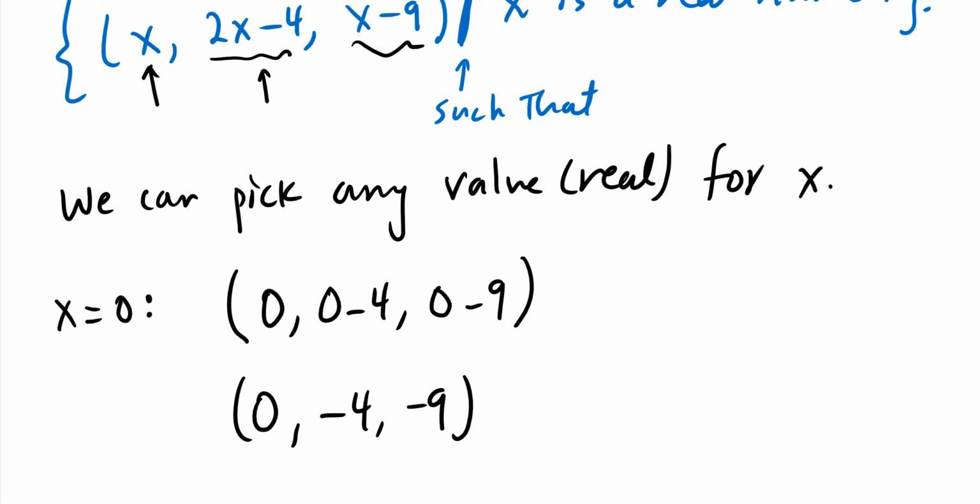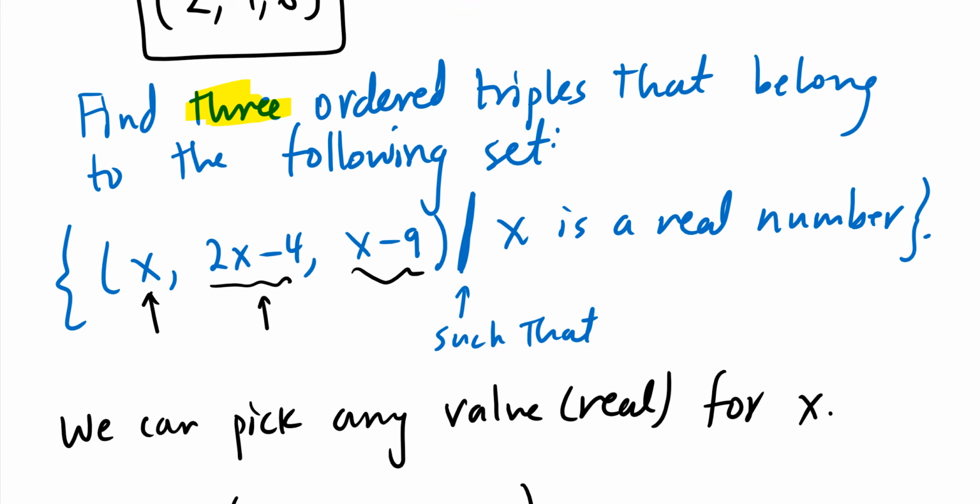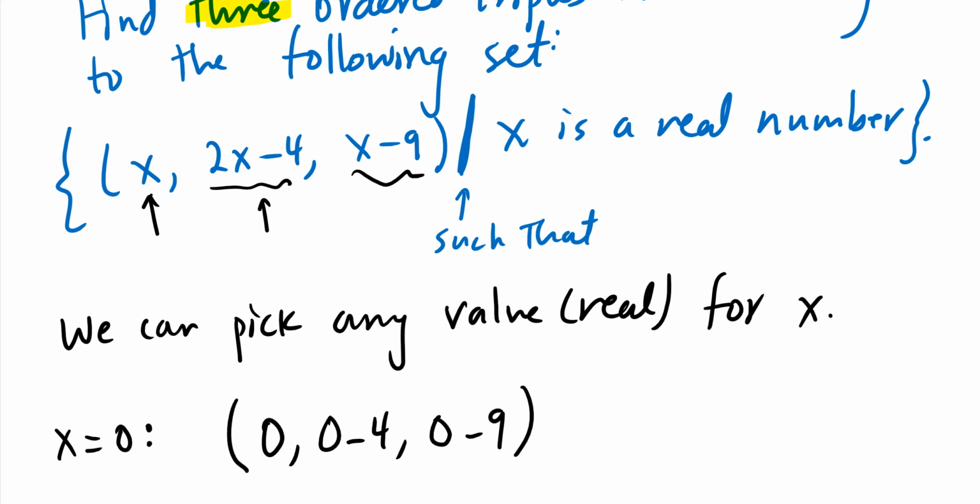Now if someone picks, let's say, x equals 1 or 2 or -1, that's totally fine. You pick x, 5, 6, whatever value you pick, it's fine. So that's why the 3 triples belong to this set, because they're all the ones you're going to pick. Regardless of what x is, they're all going to belong to this set.